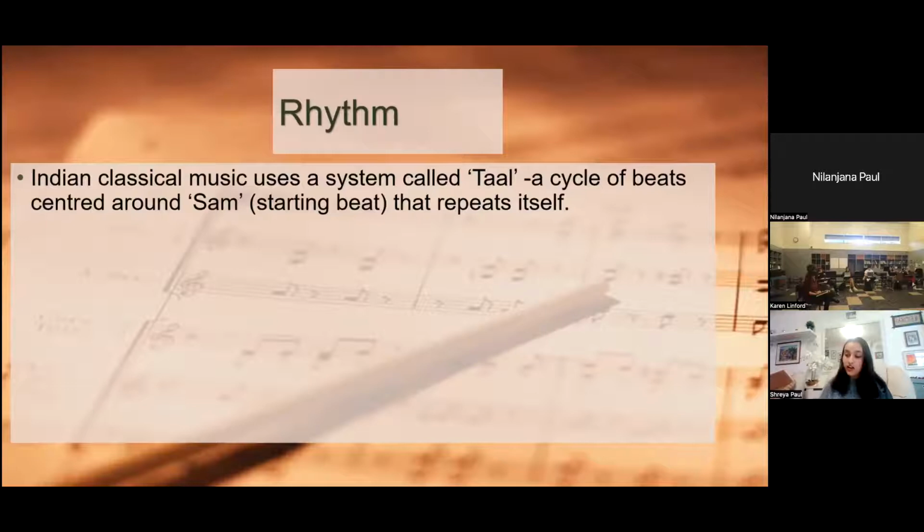So even though each of our beats is the same length, we're putting a sequence of these beats, like dha, din, na, into a cycle, which means that our compositions can be structured around that cycle. I hope that answers your question.